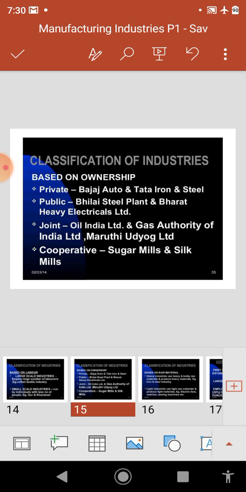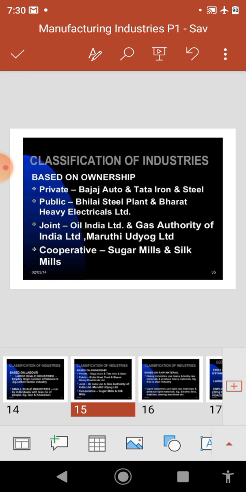After that, another classification, that is based on ownership. On the basis of ownership, industries can be classified into private sector, public sector, joint sector, and cooperative sector industries. First one, the private sector industries. These are the industries which are owned privately by individuals or families. We can take the example of Bajaj Auto, Tata Iron and Steel Industries.